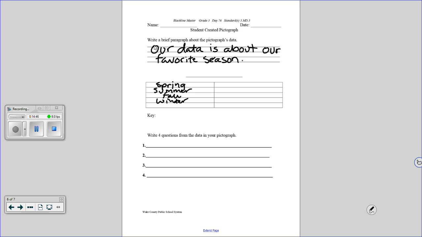We need a title. I know, tricky. What could be our title? Madeline? Could be our favorite seasons. I like it. Could you put the same question that I have above our tally chart? Yeah, that would work.